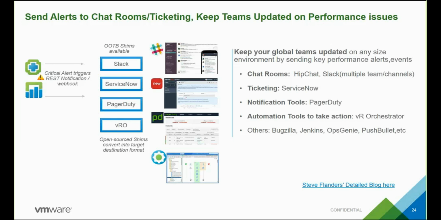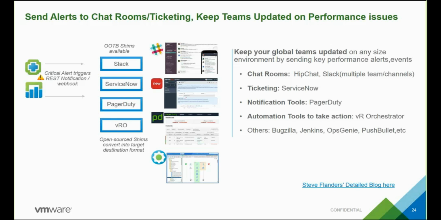Some of the discussions around integration. This is where some large organizations want to make sure they can collaborate around the alerts triggering with vROps, and this collaboration can happen through various different channels. You can use the webhook shims available to integrate with Slack, ServiceNow, PagerDuty, and vRO. And when you say vRO, it means you can remediate through vRO workflows into various different engines. I have the link from Stephen Flanders' blog over here.